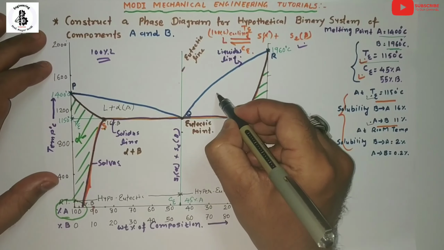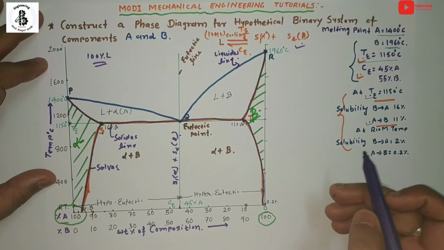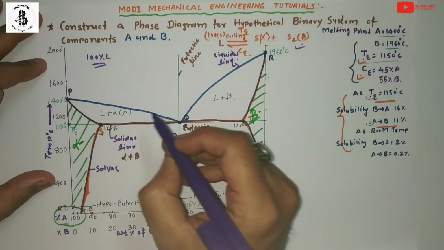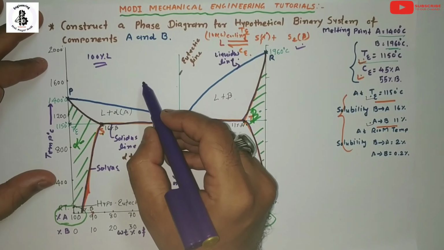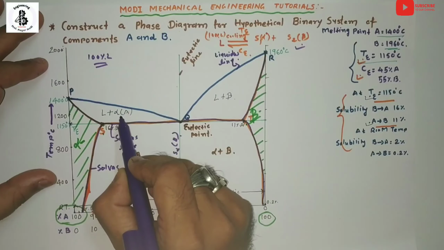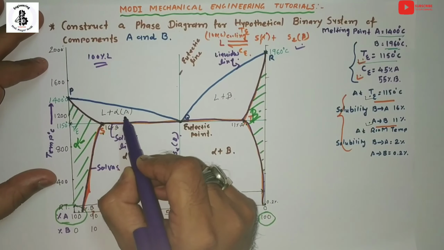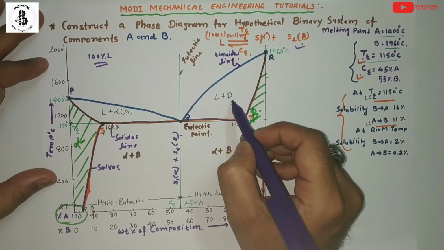Similarly, it will be liquid plus beta. So you can see the different phases. Above the liquidus line, it is always 100% liquid. Just below the liquidus line, it forms liquid plus alpha solid, so two phases. From the other side, it will be liquid plus beta, so two phases.